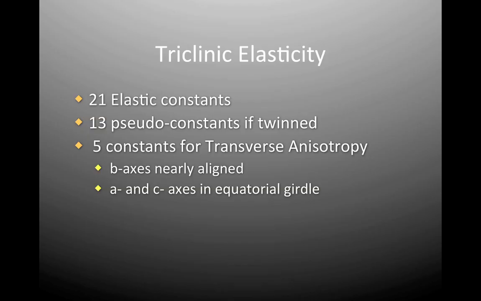So now, triclinic elasticity. Remember, in the general case we have 21 elastic constants. In the monoclinic symmetry there are 13 elastic constants which apply for these pseudo single crystals if twinned. And then I'm going to mention transverse anisotropy, in which a girdle of A and C directions are associated with a preferred direction for the B-axis. This gives 5 elastic constants if the B-axes are nearly aligned with the A and C girdle in the equatorial region.